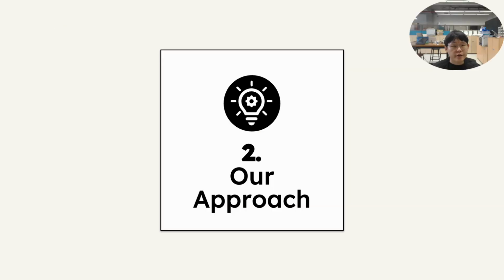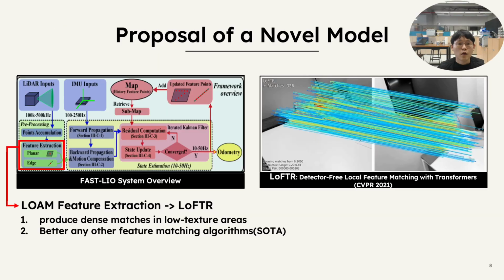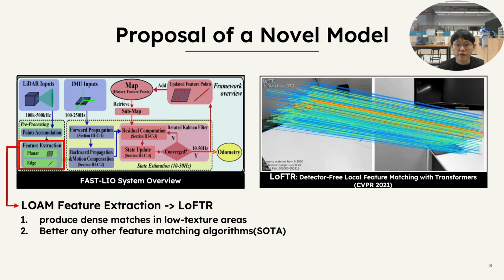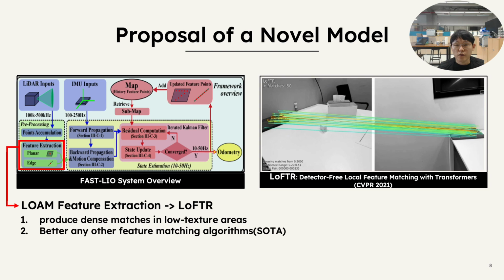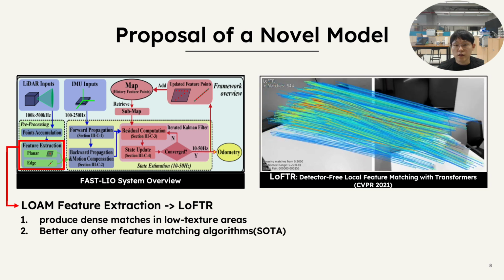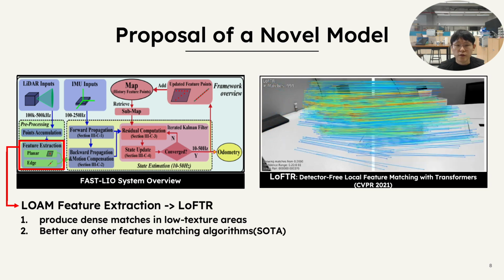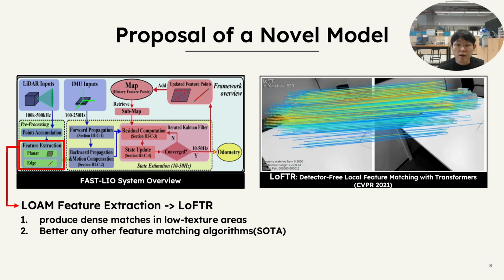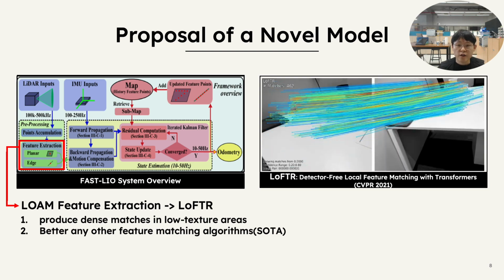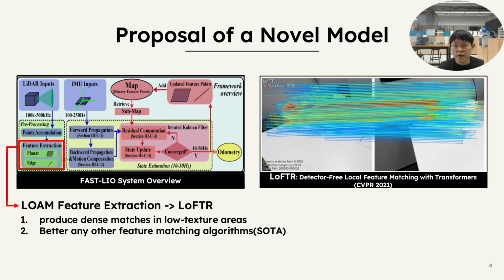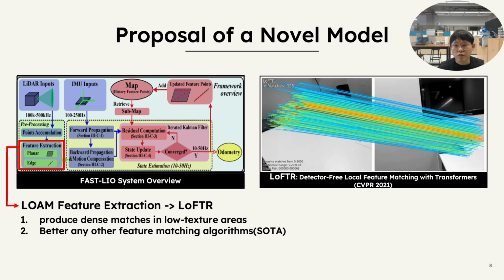Now I will explain our approach. Our approach involves leveraging the FastLeo model but replacing the feature matching component with a method called LoFTR, based on detector-free local feature matching with transformers. Although I will explain it in more detail in a later slide, we expected it to produce dense matches in low texture areas and perform better than other feature matching algorithms.